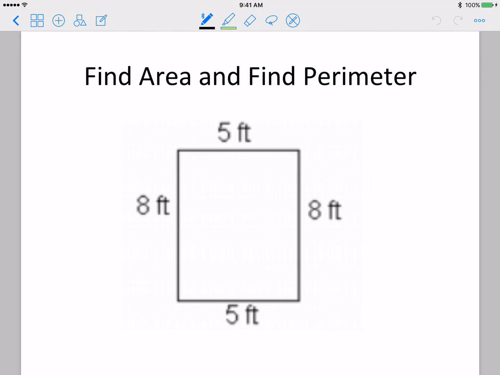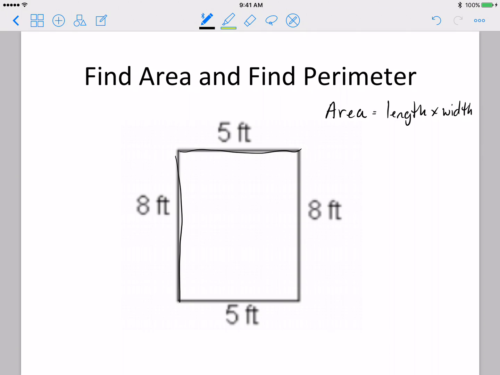This rectangle doesn't have the tiles. So we're going to practice these without the tiles. So let's compute our area. Remember, area is equal to length times width.